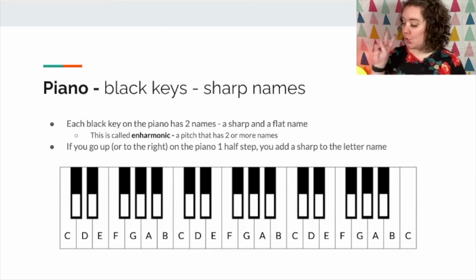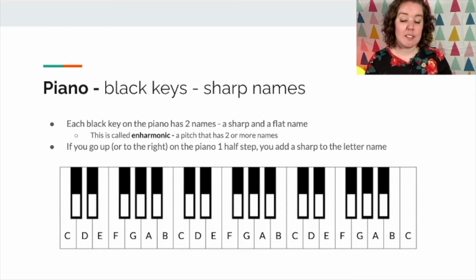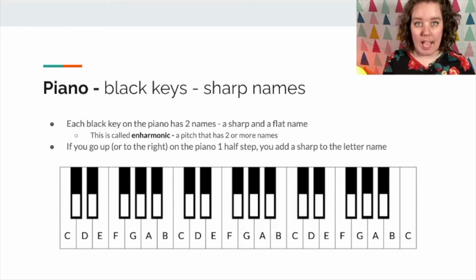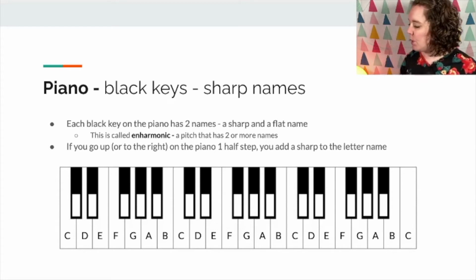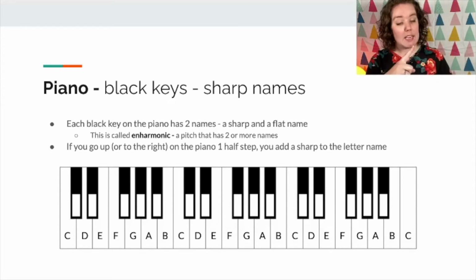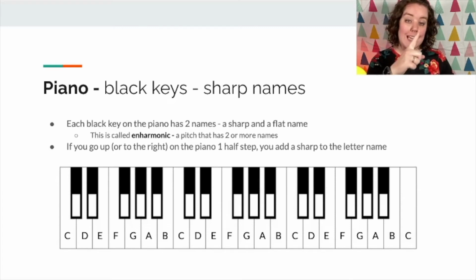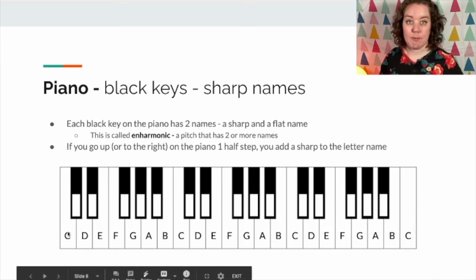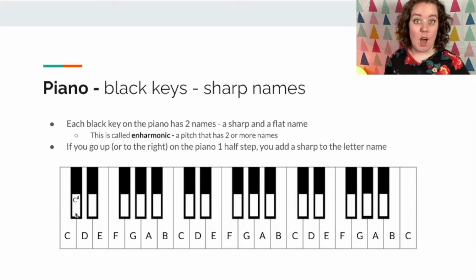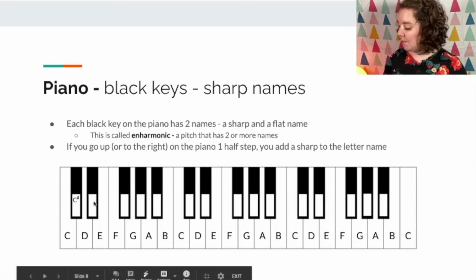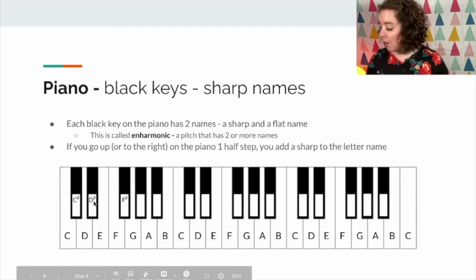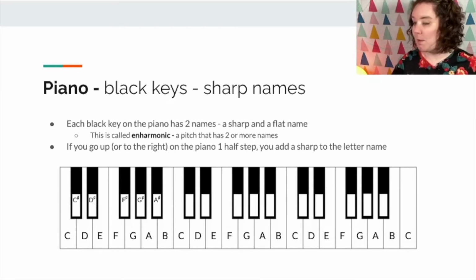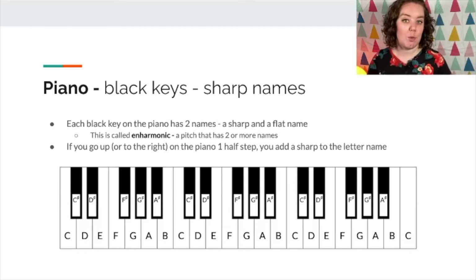Each black key on the piano has two names, a sharp and a flat name, and this is what we call enharmonic. Enharmonic means a pitch has two or more names that can be attributed to it. If you go up on the piano, or to the right, from any white key, that would be its sharp version on that black key. So for instance, if I go up a half step from C to this black key here, I would have C sharp. If I go up a half step from this D, I would have D sharp. And I would have the same for F sharp and G sharp and A sharp, and then all of the rest of the keys on the piano would be sharps.